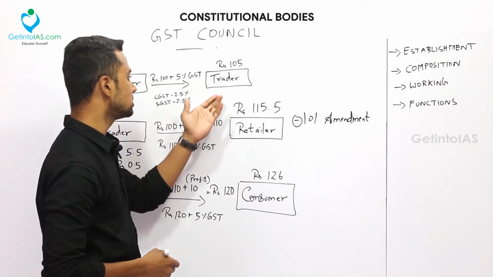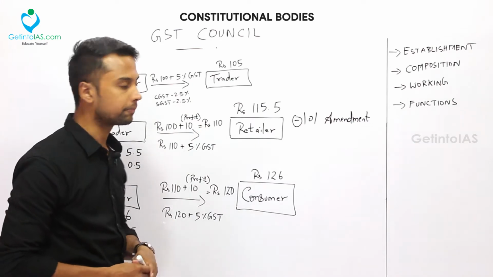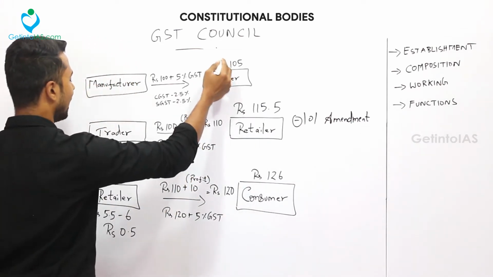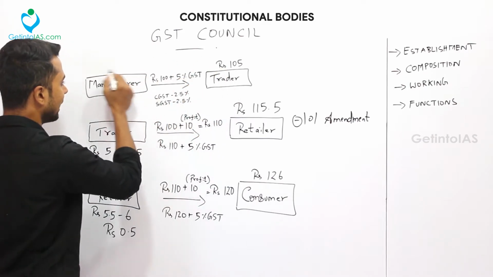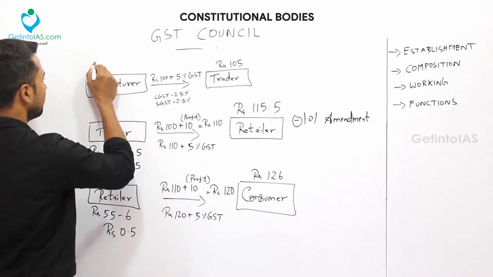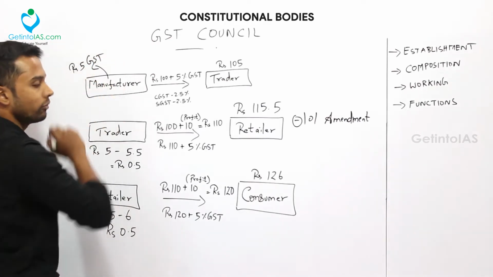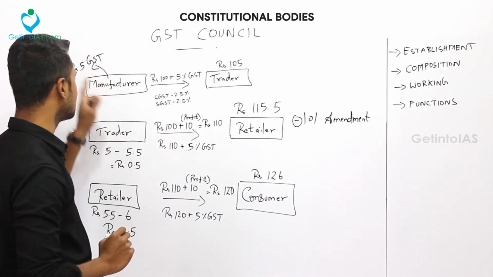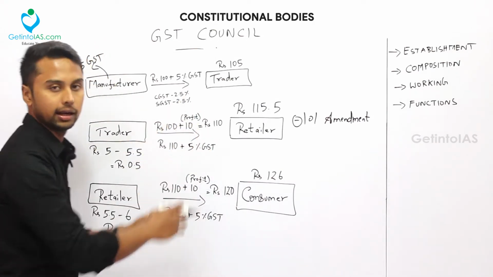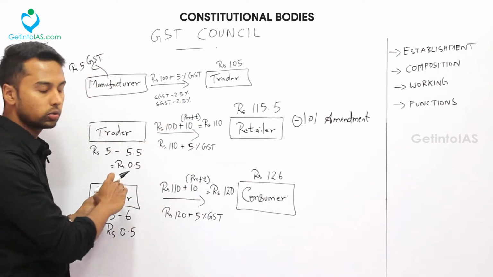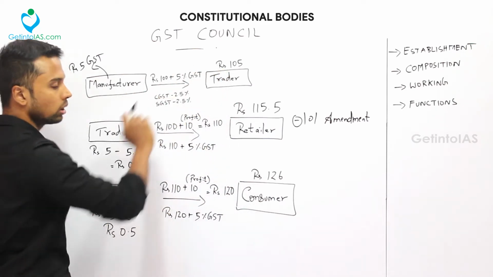So what happens? The trader will get the goods from the manufacturer at the price of 105. In this 105, 100 will go directly to the manufacturer, and the rupees 5 that the manufacturer is getting will be paid as GST by the manufacturer. So the manufacturer has paid his GST. Now the second stage: trader to the retailer. The trader has to sell the good to the retailer.